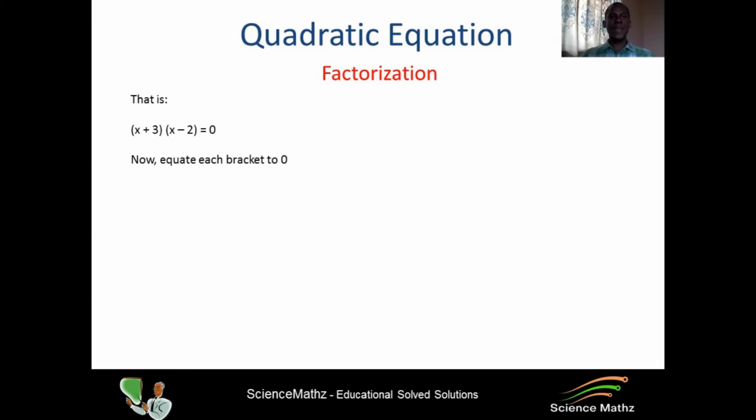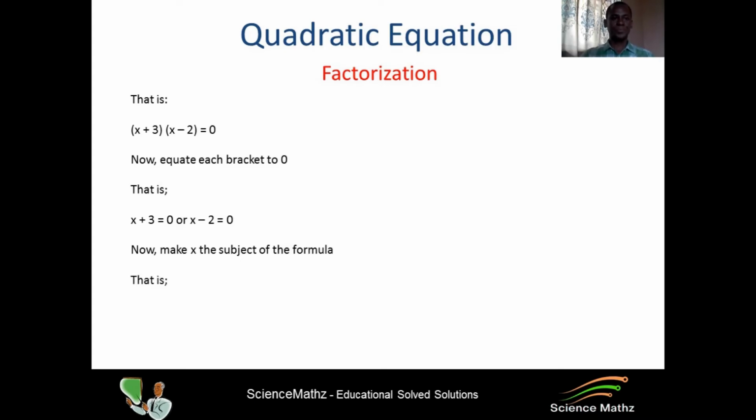Now let's equate each bracket to 0 so that we can get the value of s. In other words, s plus 3 equals 0, or s minus 2 equals 0. Now let's make s the subject of the formula. In other words, taking the value without the s to the other side of the equal sign, leaving s alone on the other side. Okay?